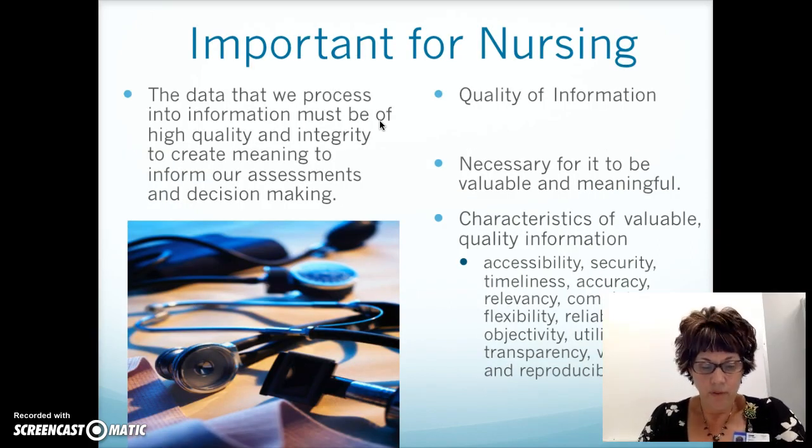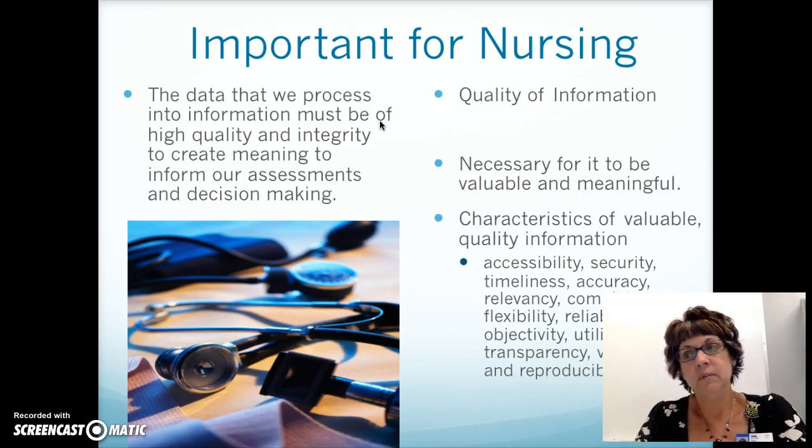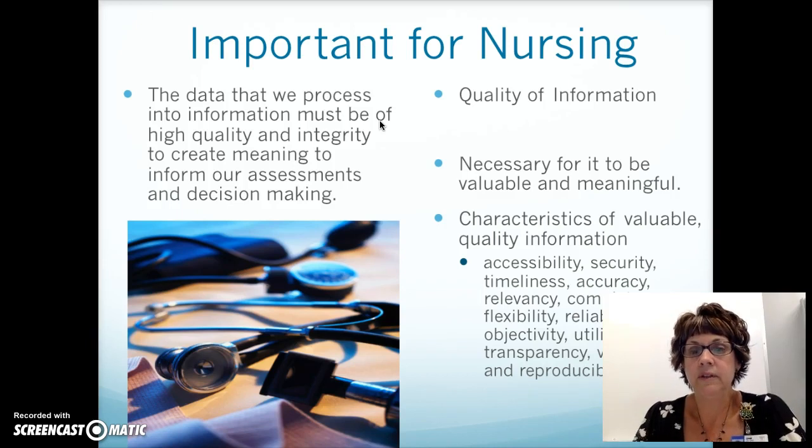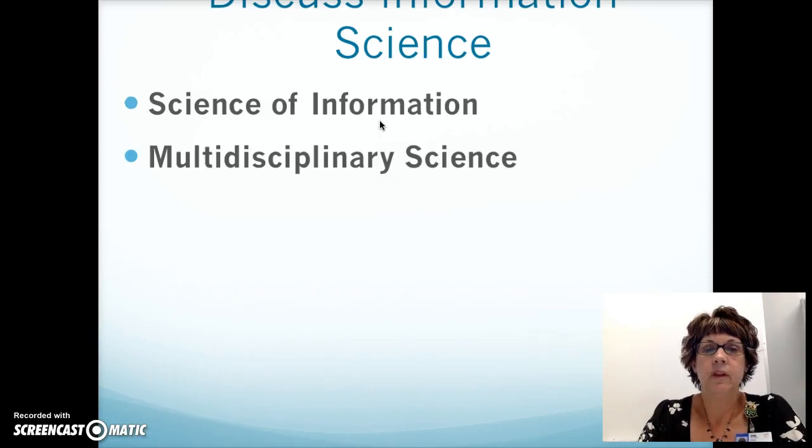So what's important for nursing? What's important is that we process the information that's high quality, integrity, and create meaningful information to inform our decision making. And we need to be a part of that. The only way we can be a part of ensuring that we have systems that provide for accurate data and quality and timely is to be a part of the development and the situation. It's necessary that it's valuable and meaningful, which means it's accessible and secure and timely, the things we talked about in the last slide. So let's talk a little bit about information science.